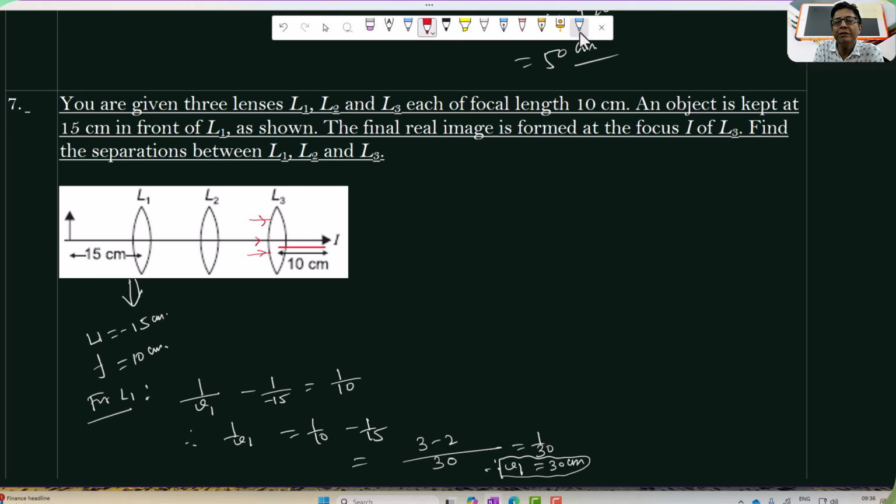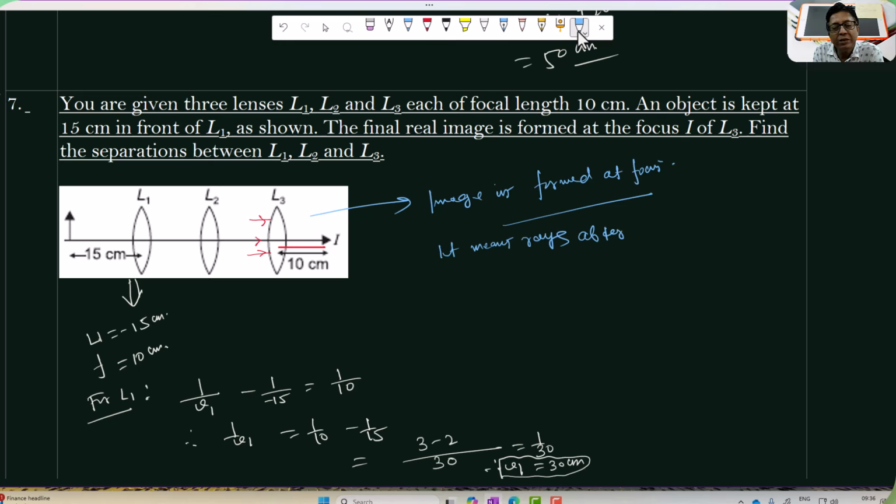Okay, writing here, the image is formed at focus because the focal length is 10 centimeter. So it means the rays after passing through L2 become parallel. Okay?